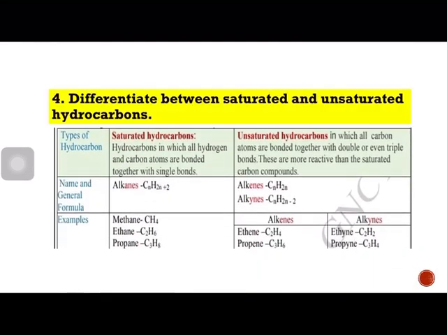Next is the difference between saturated and unsaturated hydrocarbons. You can see from the figure, saturated has single carbon-carbon bonding, unsaturated has double and triple bonding.